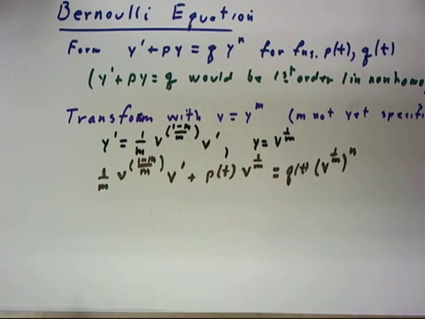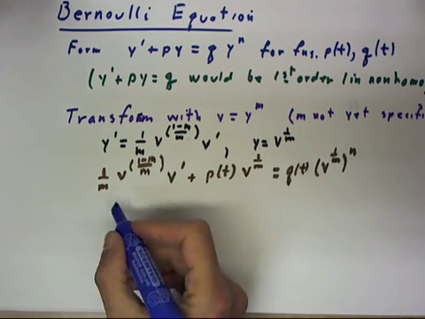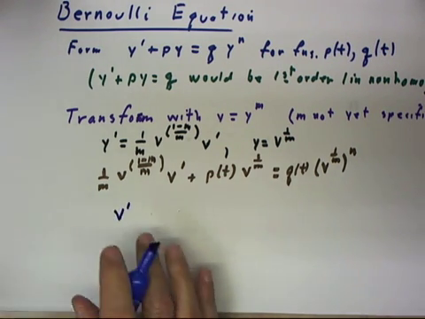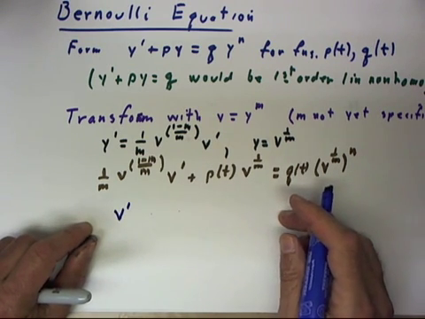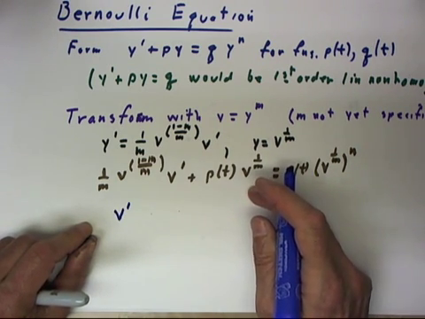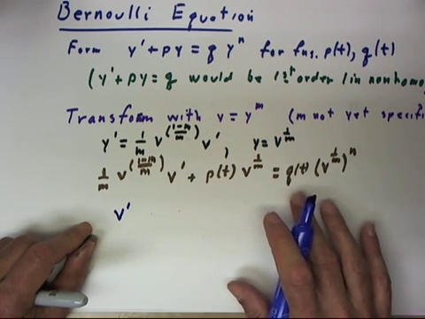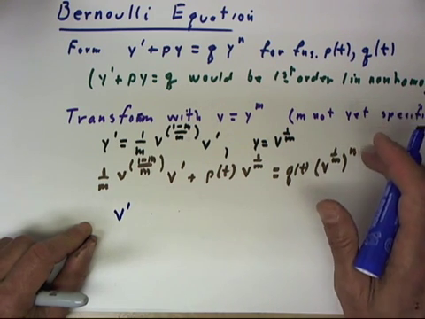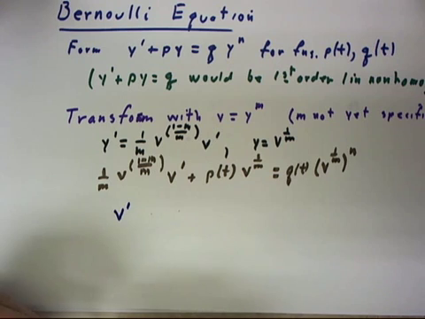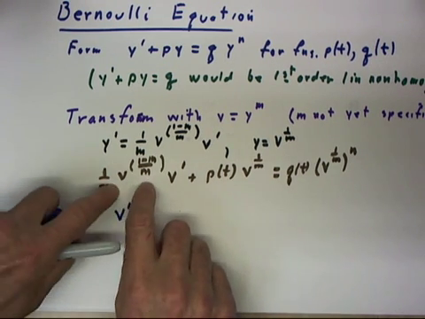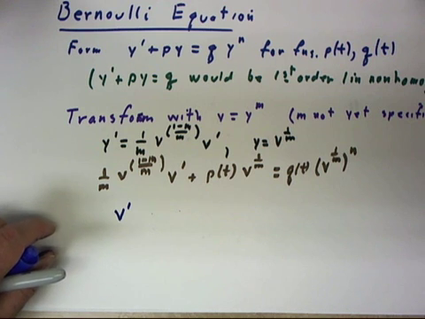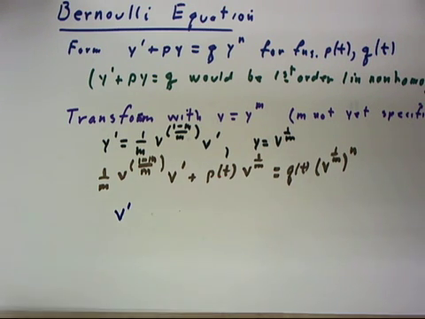And now if we don't get too confused with our exponents, we can put this into the form where we have v prime plus something times v, and we'll see how that works in a minute, and that's going to equal q of t times v to the n over m. Well, there's a little more to it, and we'll see what that is.